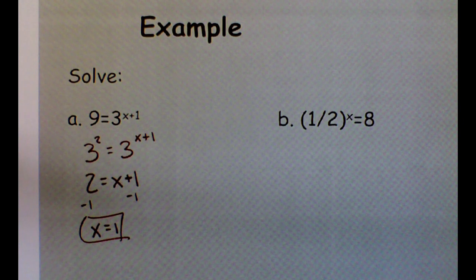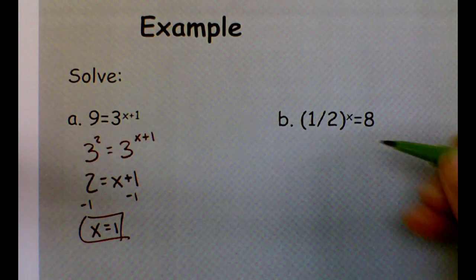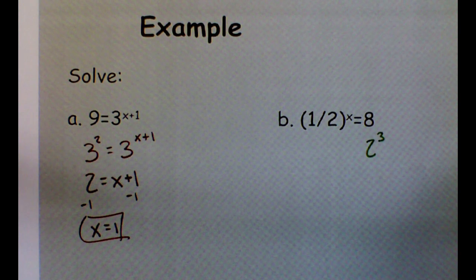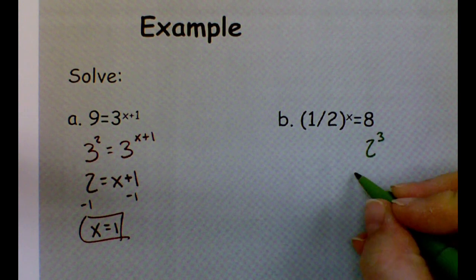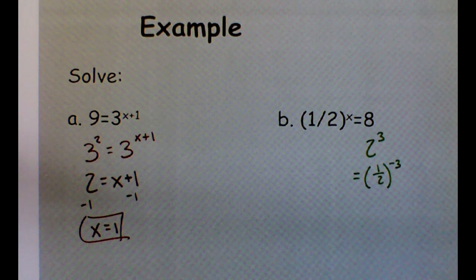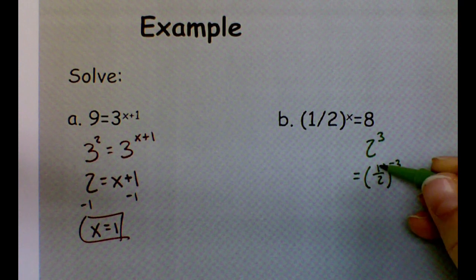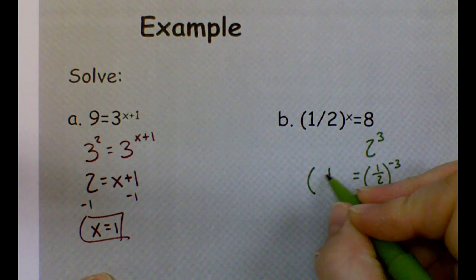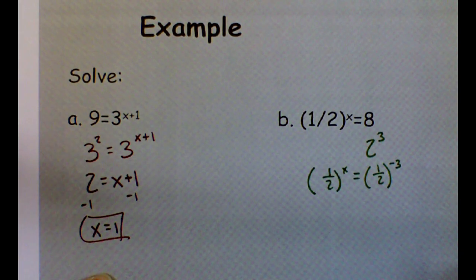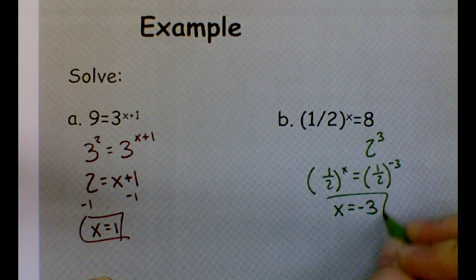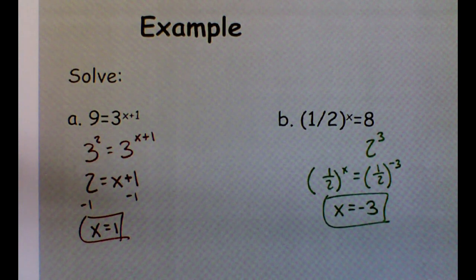1/2 works very similarly. 1/2 to the x power equals 8. Well, 8 is 2 cubed, which means I could write 1/2 to the negative 3rd power. That'll cube it all, right? 1 over 8, but also flip it, making it 8. So 1/2 to the x power equals 1/2 to the negative 3rd power. Well, x must be negative 3 in order to make that work.